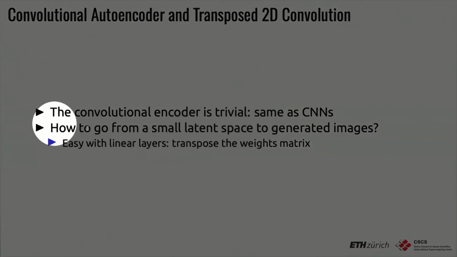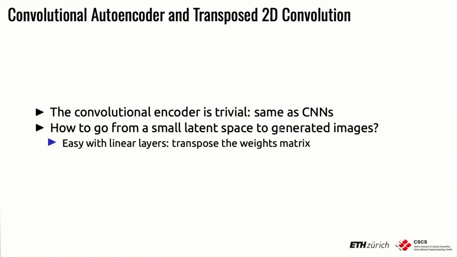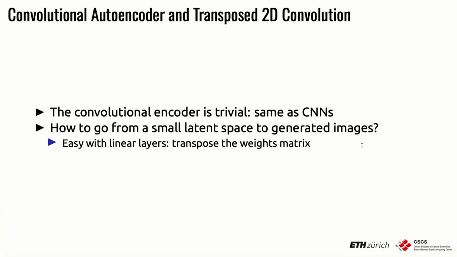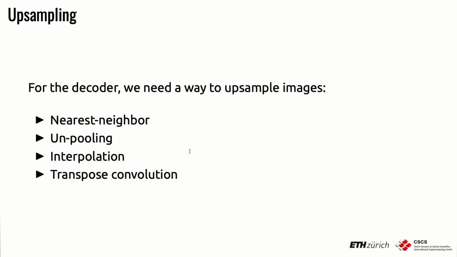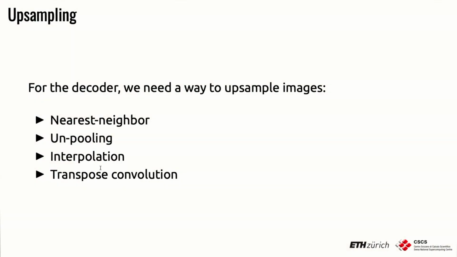So the question is how to go from a small latent space in a single vector back into the pixel space of the images. And as I just mentioned, the linear layers are easy because you just transpose the weight matrix essentially, but with CNNs it's a bit more complicated. There are different ways that you can do that. There are essentially variations of the maximum pooling, which is essentially unpooling.